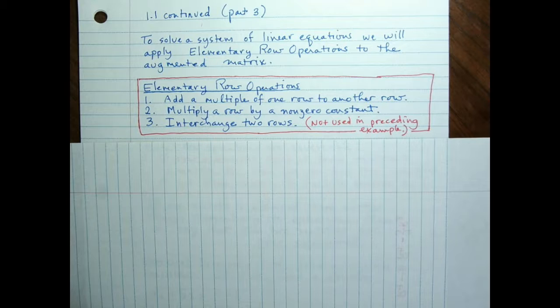The third is interchanging two rows, which we did not use in the preceding example, but that's a pretty straightforward thing. You can just switch two rows around whenever you feel like it in the process. Sometimes that's very convenient.